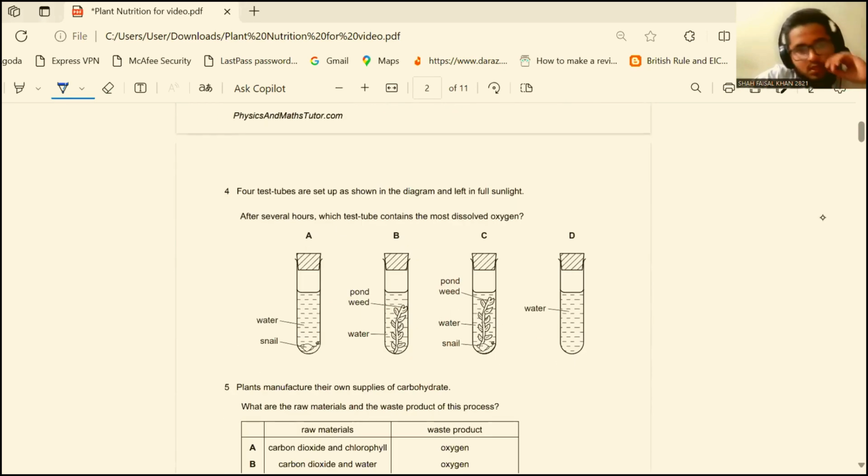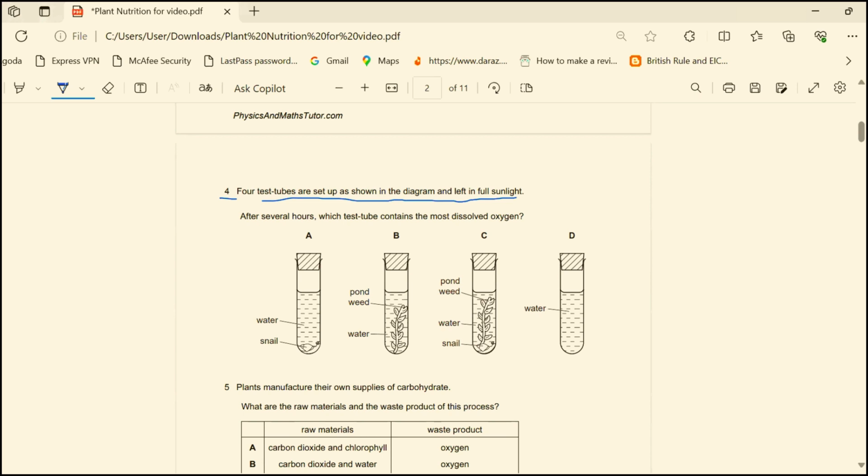Now let's start for question four. Four test tubes are set up as shown in the diagram and left in full sunlight. After several hours, which test tube contains the most dissolved oxygen?